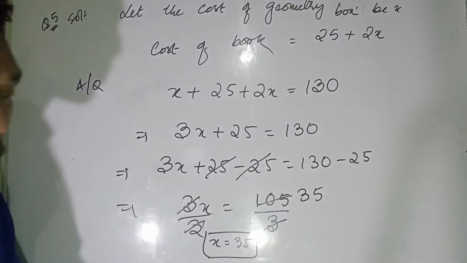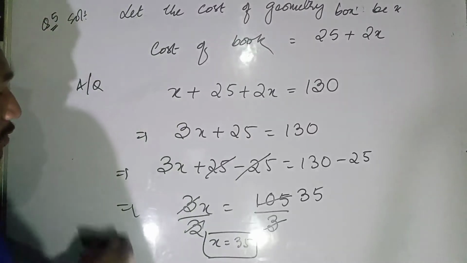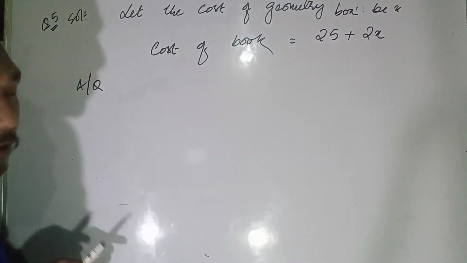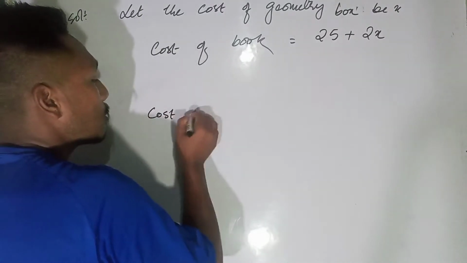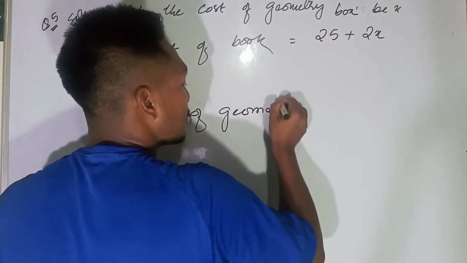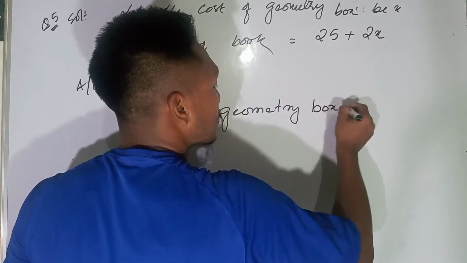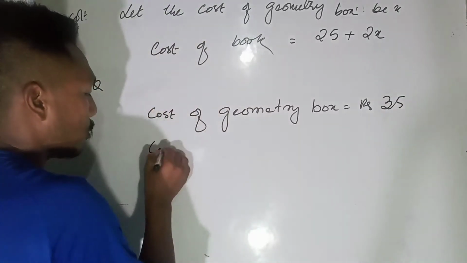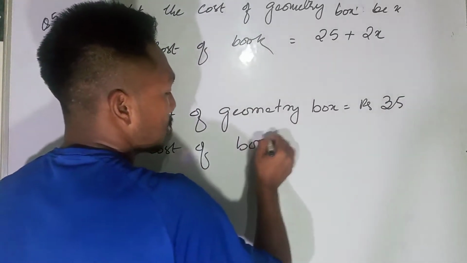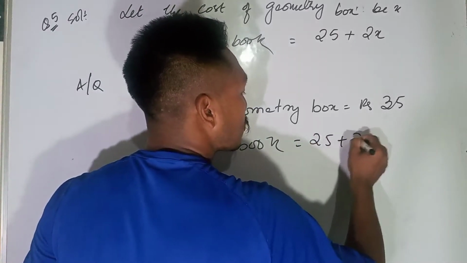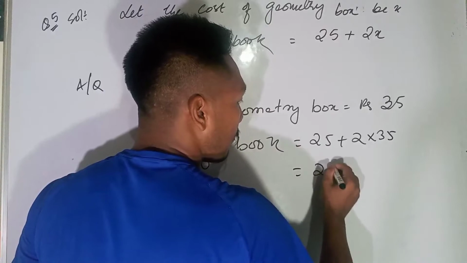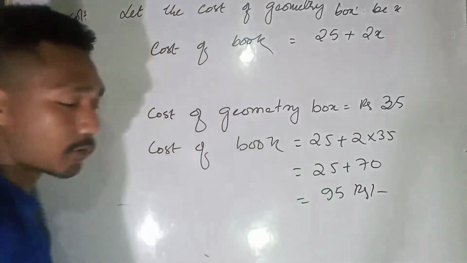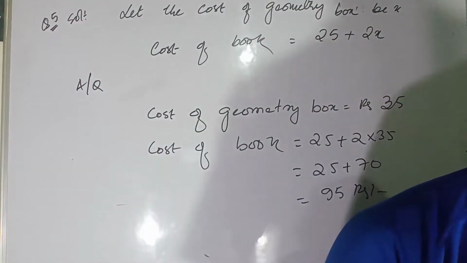Now we got the cost of the geometry box, rupees 35. Then the cost of the box is equal to how much? 25 plus 2 into 35. 2 into 35 is 70, and 25 plus 70 is 95 rupees. So the cost of the box is 95 rupees.